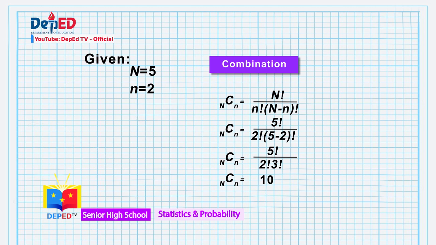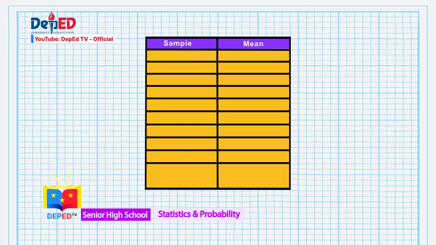The fourth step is to list all possible samples and compute the corresponding means. The possible combinations are 1 and 2, which will have a mean of 1.5, 1 and 3, which will have a mean of 2.0, 1 and 4, which will have a mean of 2.5, and so on until 4 and 5, which will have a mean of 4.5.